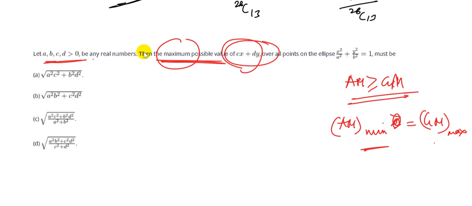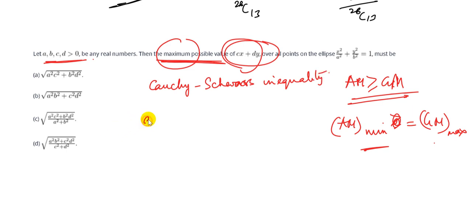So for that, there is another important inequality just like this one, which is called the Cauchy-Schwarz inequality. Have you heard this? Sir, I forget this formula. I heard this term.